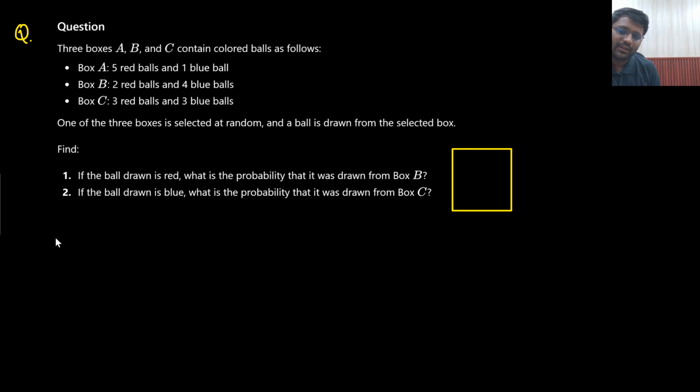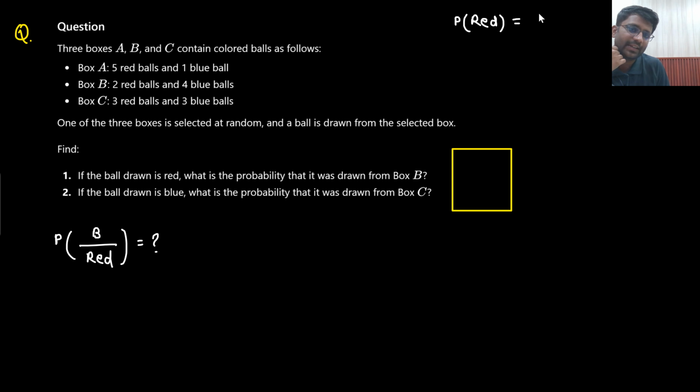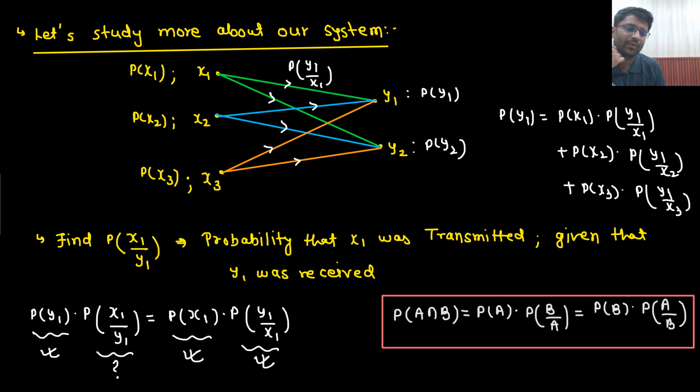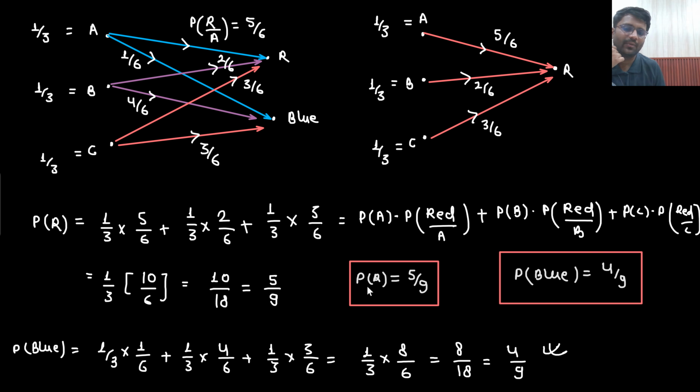What you are supposed to find out? It is given that the ball drawn is red. What is the probability that it is coming from box B? This is what you are supposed to find out. Do I already know it? No, I don't know it. What all things I know? Probability of receiving red ball, that I know. What is that? 5 by 9. In the last question we solved it, it came out to be 5 by 9.